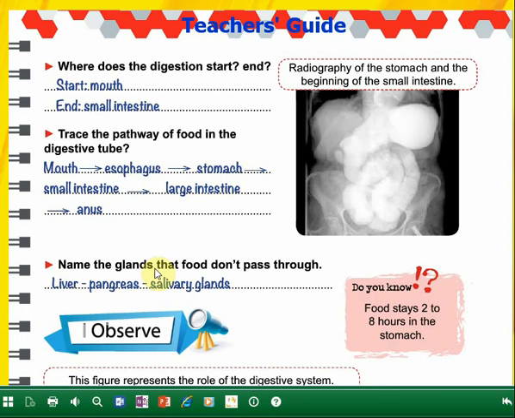Here we are going to name the glands that food doesn't pass through. As I told you, food doesn't pass through the digestive glands like liver, pancreas, salivary glands, gastric glands, and so on.